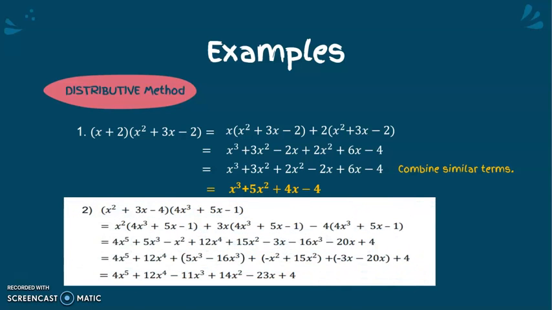Okay, so next, multiplying a polynomial by a polynomial. So, two trinomials. This one is a bit long, right? If you are not careful, your head might get confused. But this is easier in class if you master the laws of exponents. Okay, so I will explain it anyway. So, we have the quantity of x squared plus 3x minus 4 times the quantity of 4x cubed plus 5x minus 1.